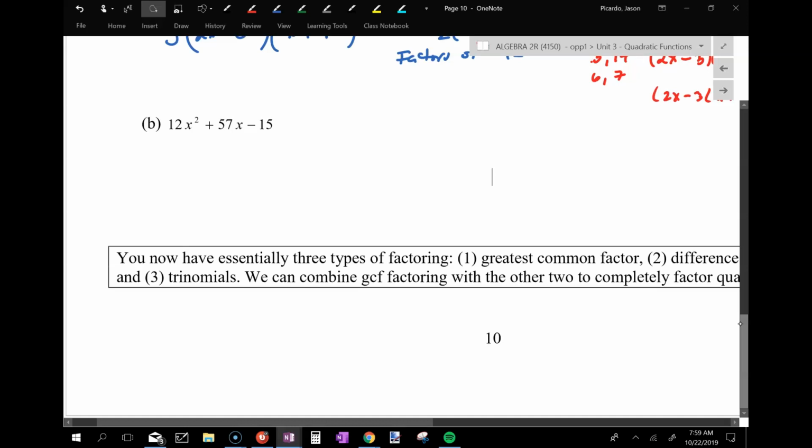Hey, did we find a GCF? Well, what did everybody get for GCF? 3?